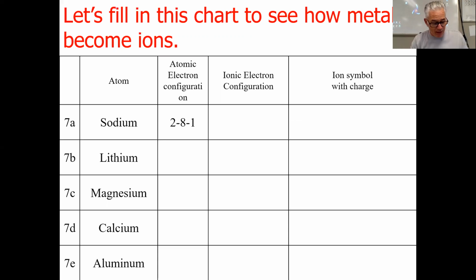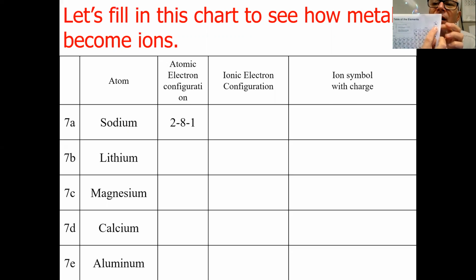Sodium is atom number 11. Put your finger in that box right here. Sodium has an electron configuration of 2-8-1, 11 electrons altogether. Now, if it's going to become an ion, it's going to have to lose enough electrons to become the same electron orbital as a noble gas. So let's see what the noble gas electron configurations are.